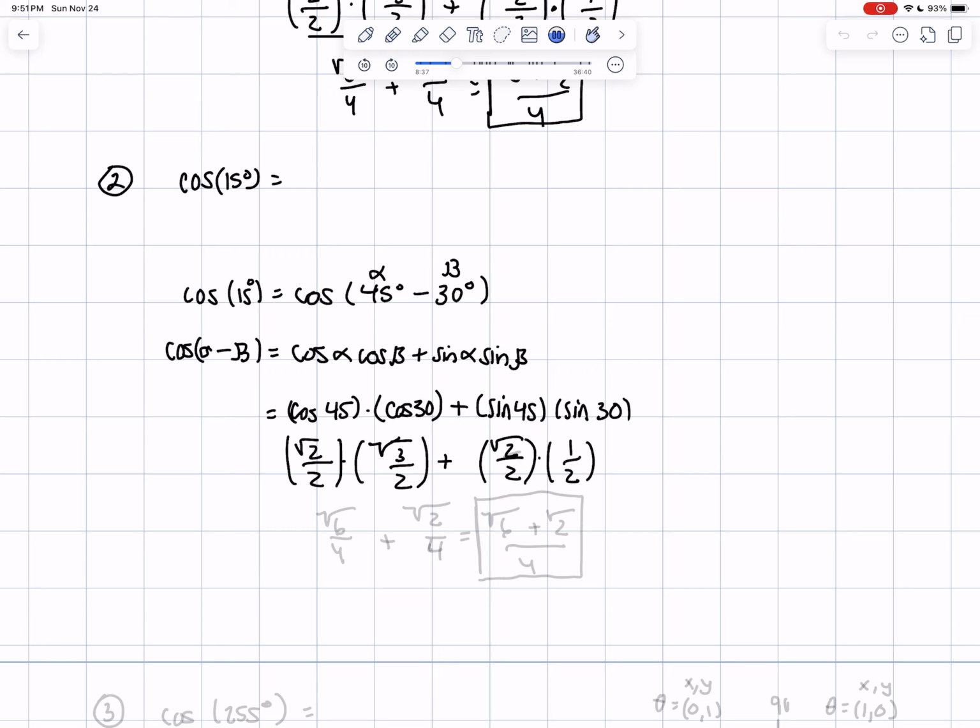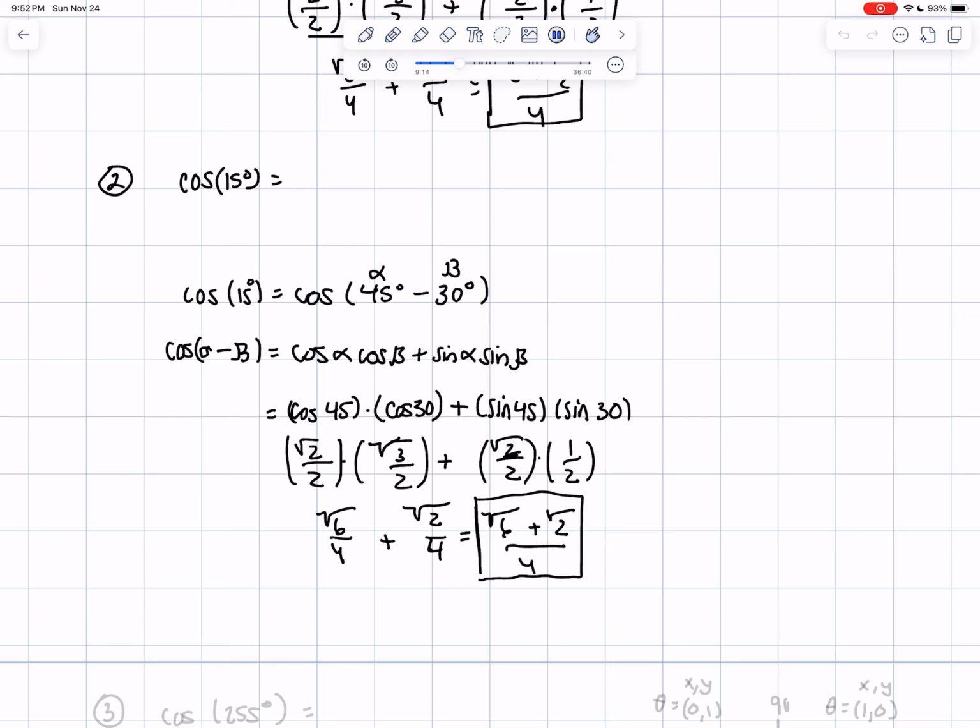And if you did not have your chart, you can always put it in your calculator to confirm what it is. So if you were to put the cosine of 30 in your calculator, you would get the square root 3 over 2. Then when I multiply these two together, I get square root 6 over 4 again, and then I will get square root 2 over 4. And if you notice, we get the same answer as the last one.